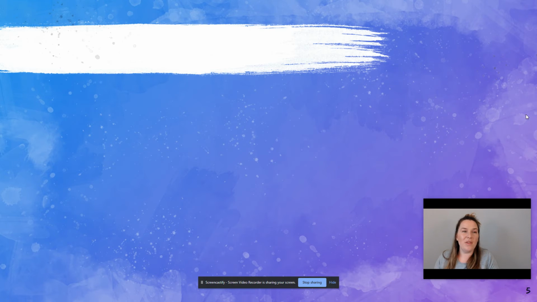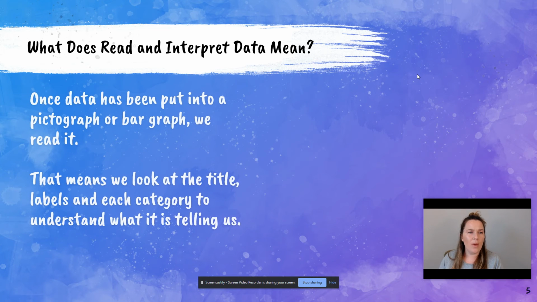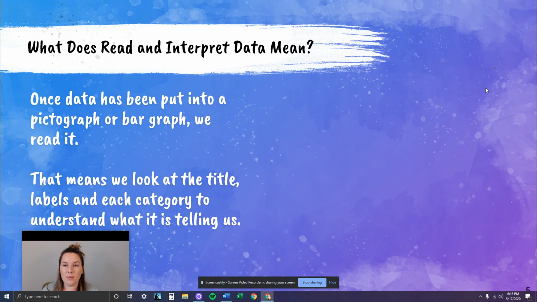Let's talk about the different types of graphs. What does it mean to read and interpret data? Once data has been put into a pictograph or a bar graph, we read it. That means we look at the title, the labels in each category to understand what it is telling us.